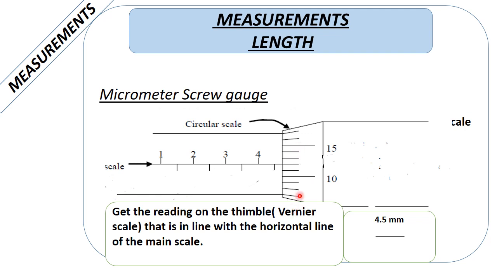So in this case, what is this value here? 0.9, 0.10, 0.11, 0.12, so it's 0.12 millimeters. So we can add these two to get 4.62 millimeters. So that's the reading.